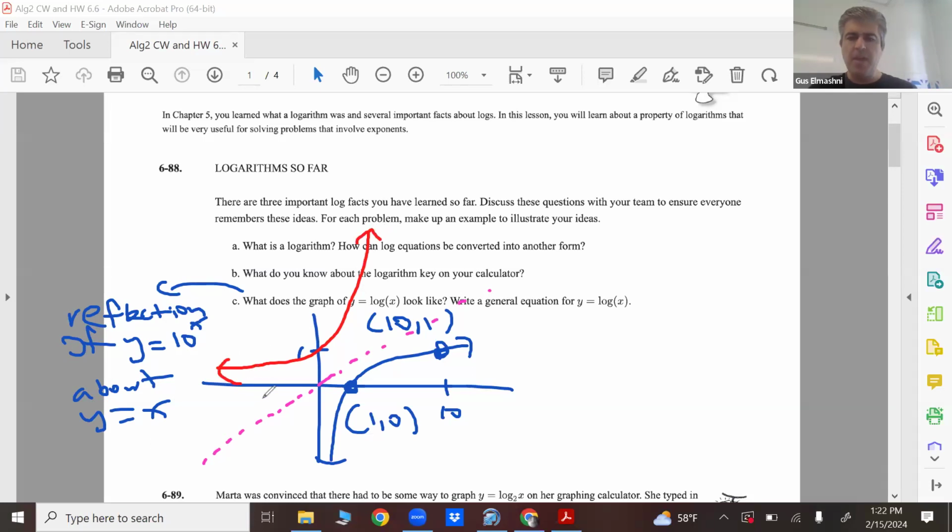there you go. I'm not sure what that means, so just cross it off. But the blue is the log. And the red is that.